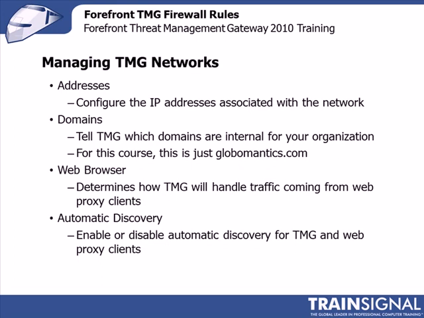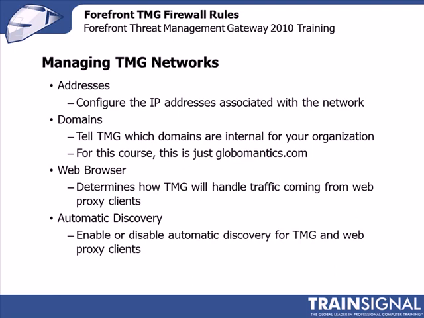When it comes to managing networks, there's a number of different configuration options you have at your disposal. We're going to go over to the Threat Management Gateway system for GlobalMantics and take a look at what it takes to configure a network in just a second. What you're looking at on the screen are the tabs that are available when you configure a network in the Threat Management Gateway console. On the Addresses tab, you'll configure the IP addresses that are associated with the network. On the Domains tab, you'll have to tell the Threat Management Gateway server which domains are internal for your organization so that different rules are applied to traffic that's going to those domains. For this course, this is just globalmantics.com.